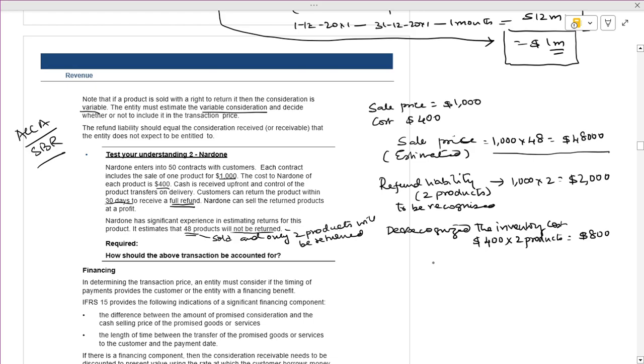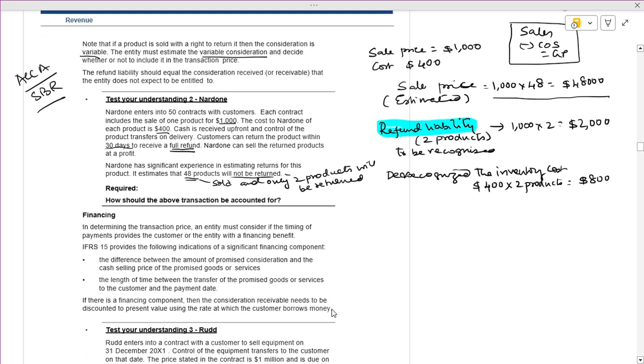That is what we say. We'll take it as sales minus cost of sales, and you will get gross profit. You people are SBR students, you have done all these things, you are experts in this. That is why we have to identify the refund liability. This means how much you have sold.